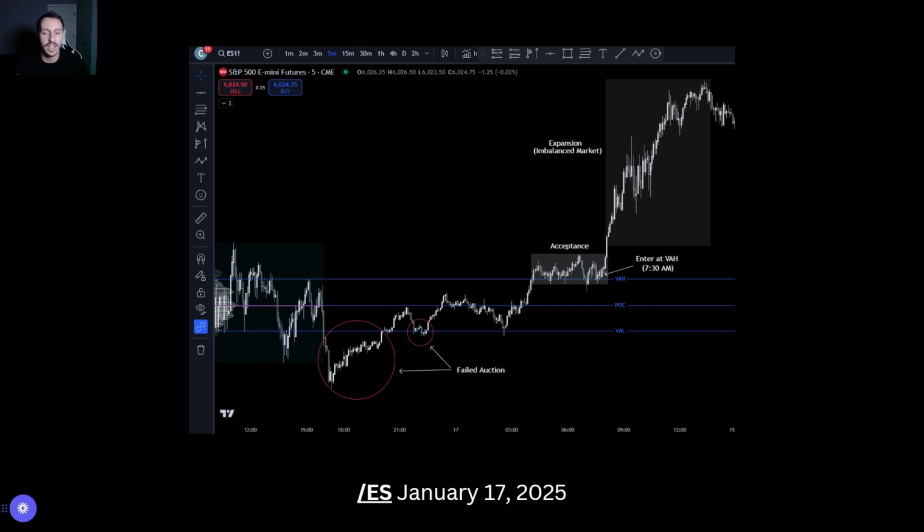But for the most part, it is. And price refers back to those levels, the value high, value low, point of control, before we either have a move up, a move down, or we go back into that range and we just chop, right? That's why we're able to catch some of these moves in between these levels.